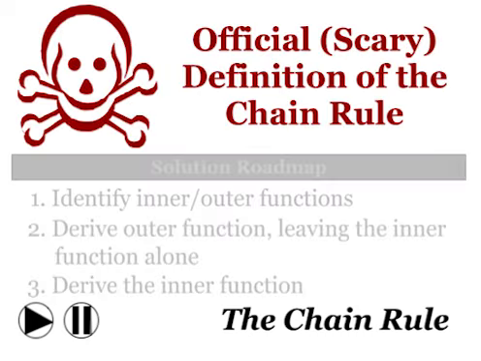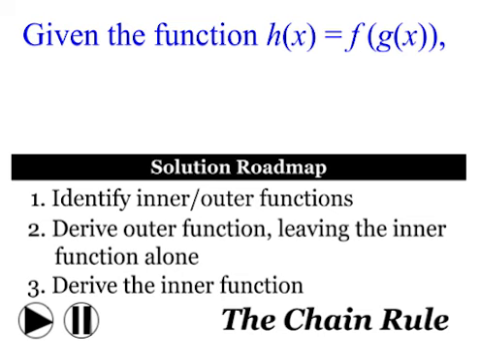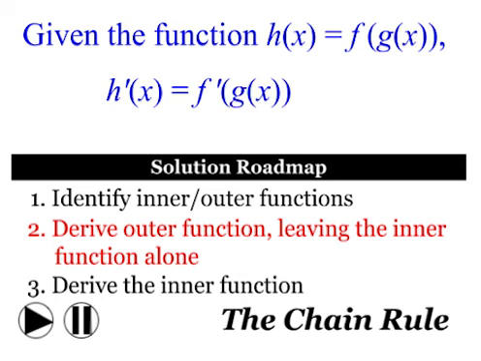So now let's look at the official or scary math definition of the chain rule. It says if we're given a function, h of x, which is equal to f of g of x, in other words, h is the composition of the two functions f and g, then the derivative will be equal to the derivative of the outer function, or f prime, leaving the inside function alone, g of x, times the derivative of the inside function.